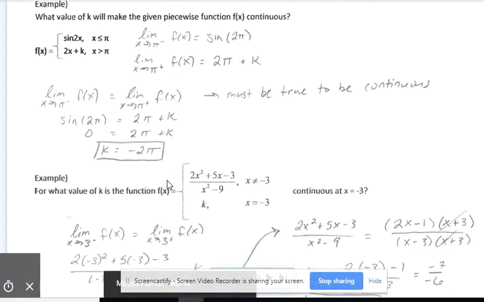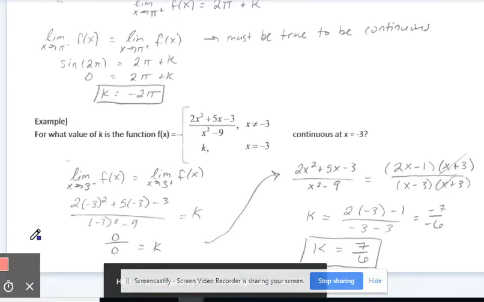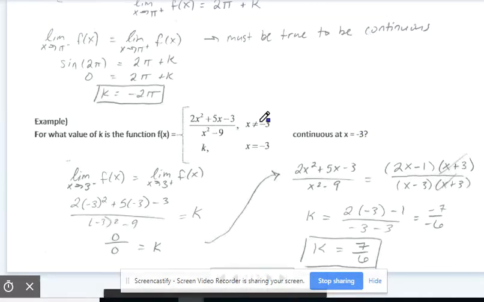All right, moving down to the last example. Again, for what value of k is the function f of x equals all that continuous at x equals negative 3. So this is piecewise. It's defined by this rational function everywhere except for when x equals negative 3. And then this function is equal to k at x equals negative 3.